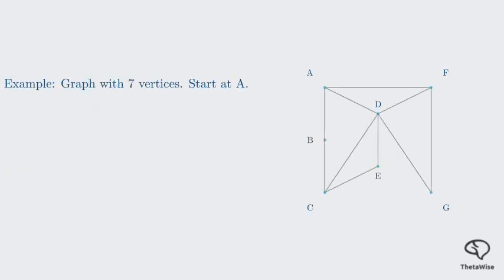Let's apply this to an example. We'll start at vertex A. The edges connected to A are AB, AC, AD, and AF. The shortest of these is AC, with a weight of 12, so we add AC to our tree. Our tree now consists of vertices A and C, connected by edge AC.